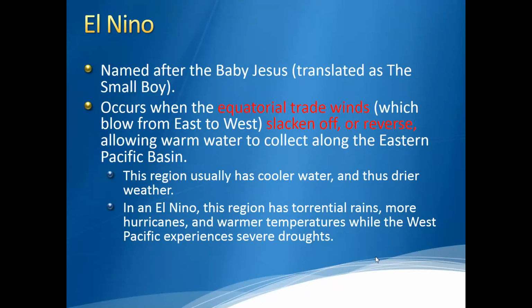So let's talk about what El Nino is and where the name came from. Basically, South American fishers started to notice that during certain years, fishing would be really bad in the months of November, December, and January, right around Christmas time.